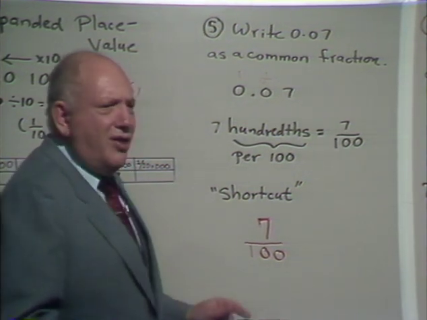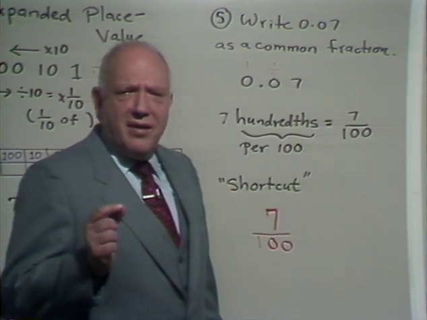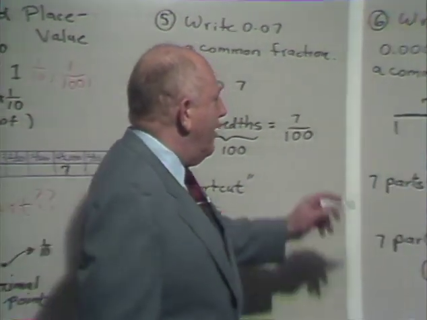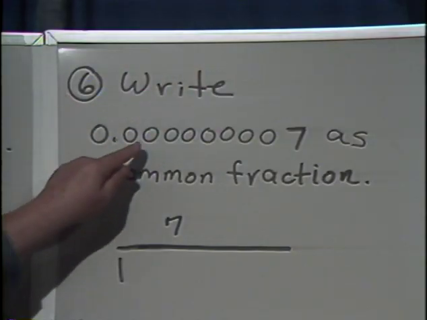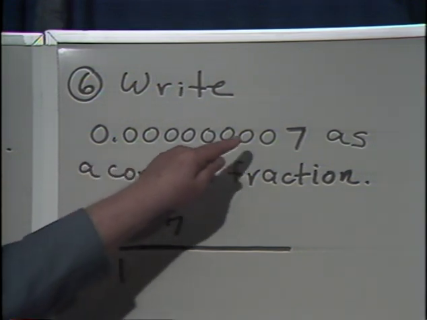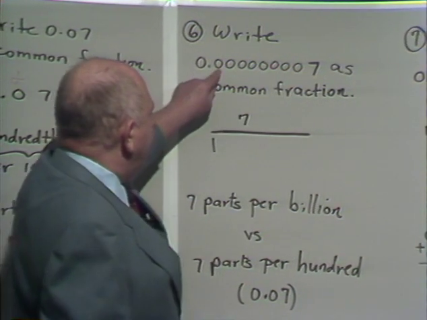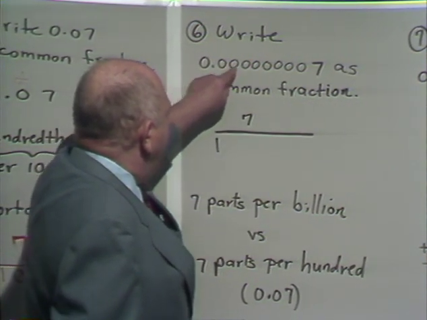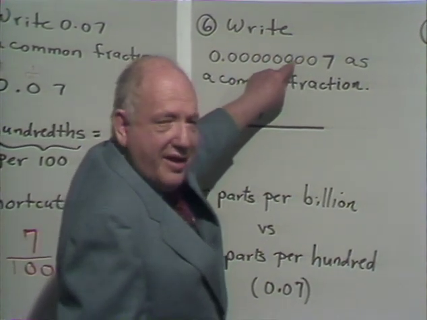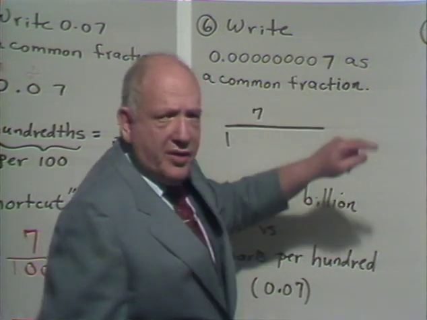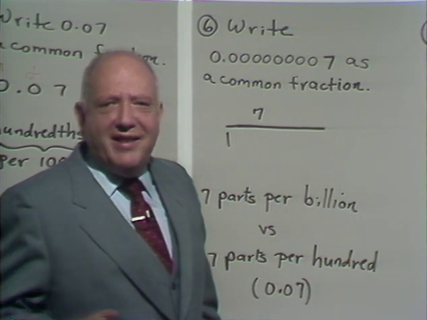So that's the shortcut. You say, well, what's the advantage of the shortcut? Well, sometimes when you're dealing with really tiny numbers, it comes in very handy. For example, here's a good one for you: write 0.000000007 as a common fraction. Now, the long way of doing this is to count the denominations. Tenths, hundredths, thousandths, 10,000ths, 100,000ths, millionths, 10 millionths, 100 millionths, billionths. See, count the same as you would powers of 10, but put the THS at the end of it.